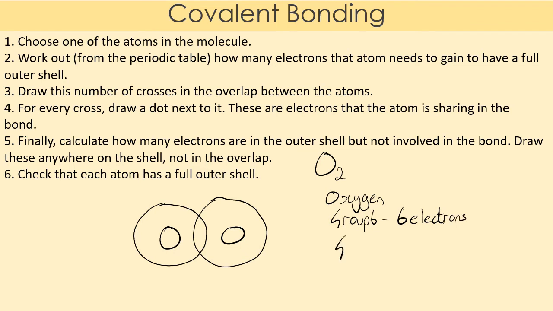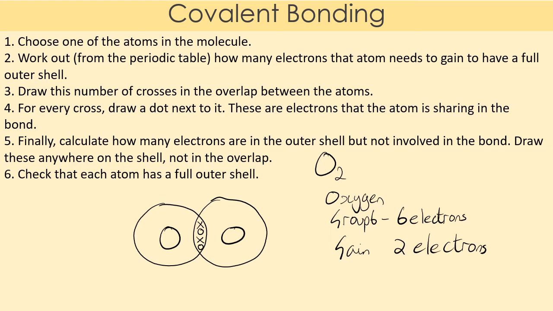It needs to gain 2 electrons to have a full shell, that full shell of 8. I need to gain 2 electrons, so I'm going to draw this number of crosses in my overlap. Now for every cross, I'm going to draw a dot next to it. These are the electrons my atom is sharing in the bond.